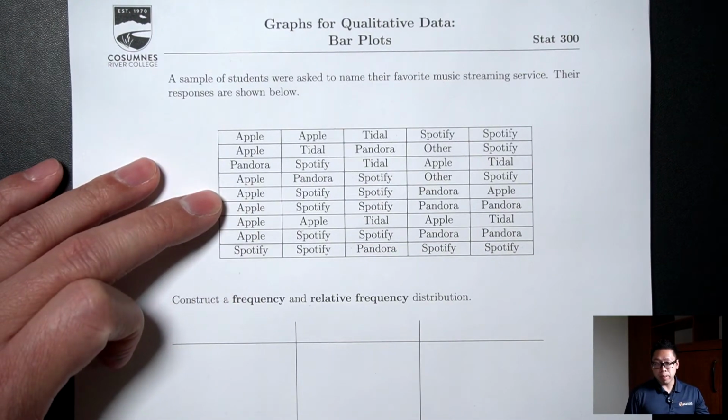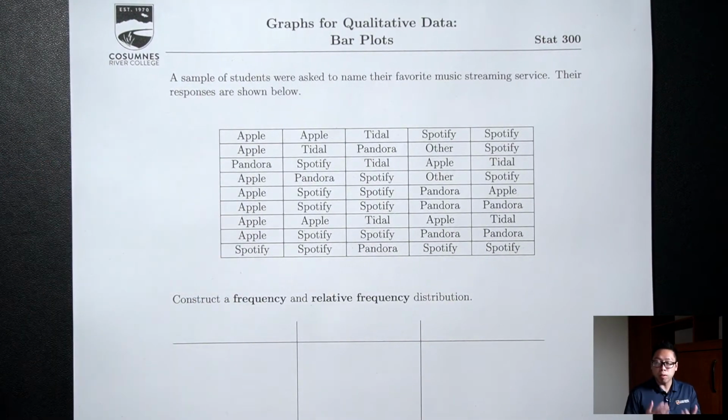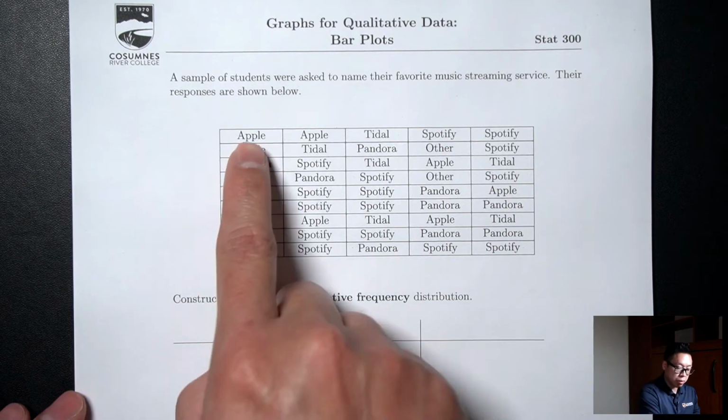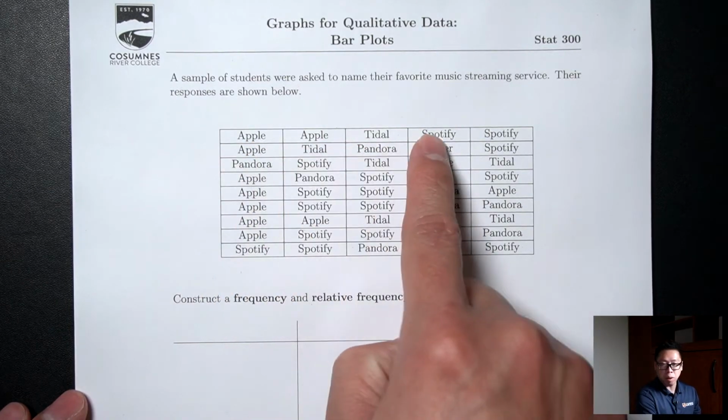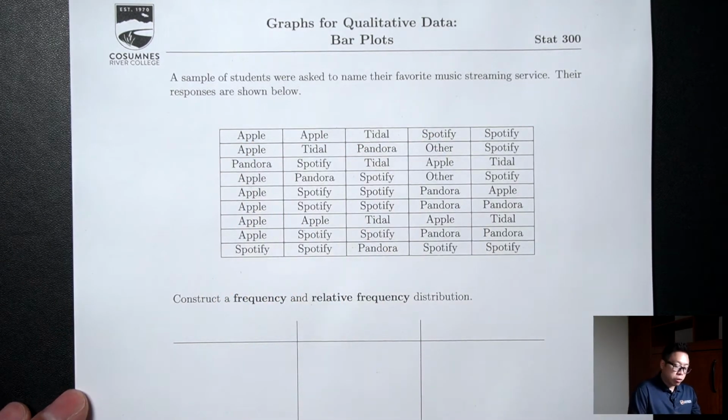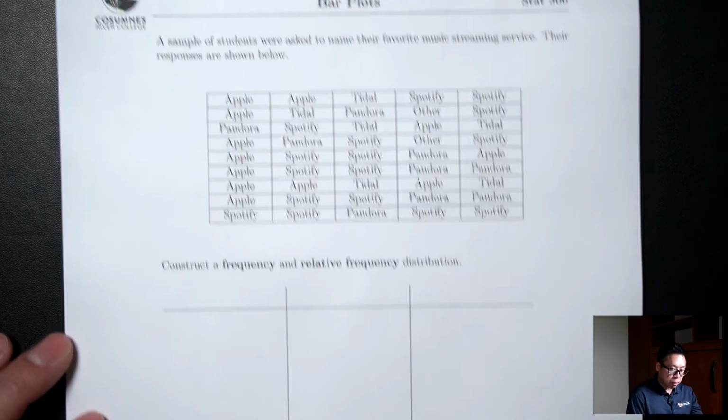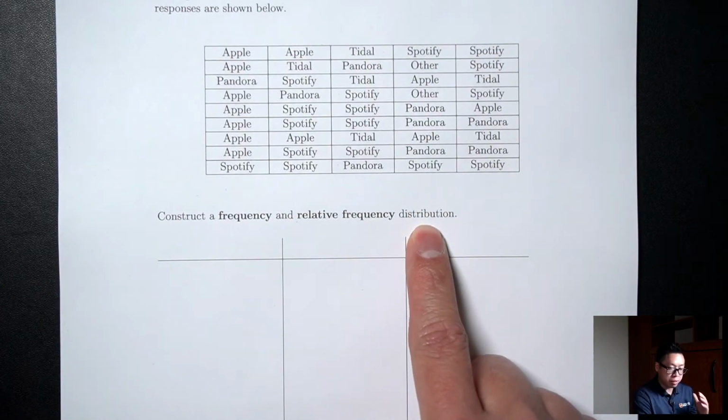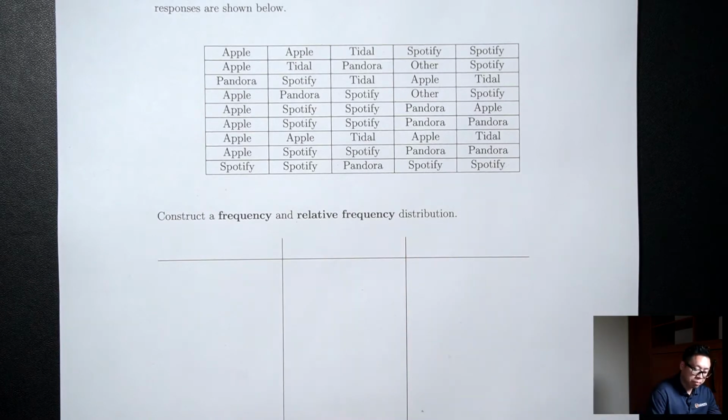Here's our raw data, and this is qualitative data. Remember, qualitative data are usually words, and that's exactly what I have here. Apple, Apple, Tidal, Spotify, words. The first thing I'm going to do to organize my data is make what is called a distribution. And distribution is just a fancy way of saying make a table.